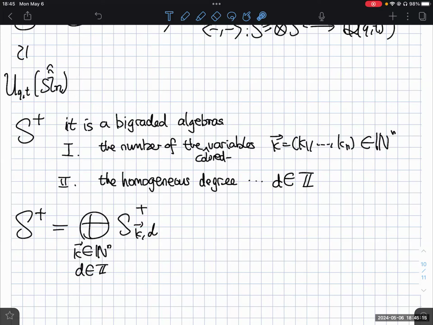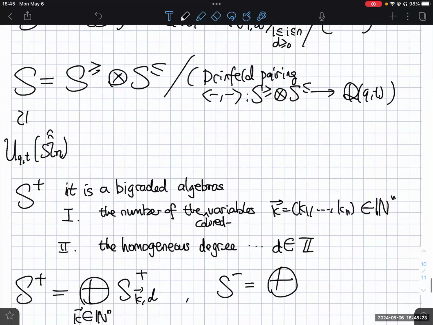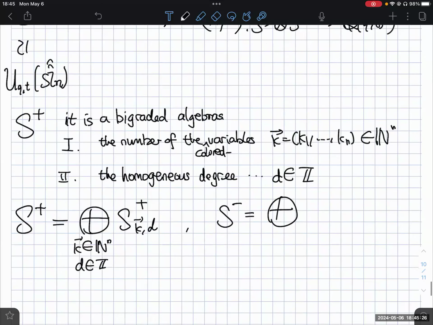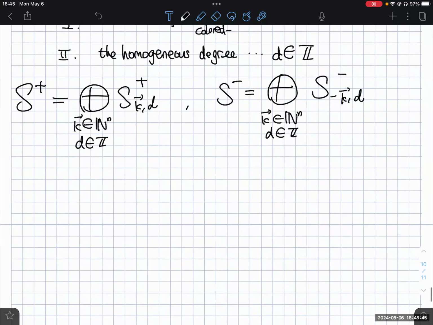So similarly, you can define the gradation in the S minus. But it's the same, though we usually take the degree in the number of the color variables as the minus ones, to distinguish from the positive ones. So with this kind of stuff, now we can have some candidate for the slope algebra.